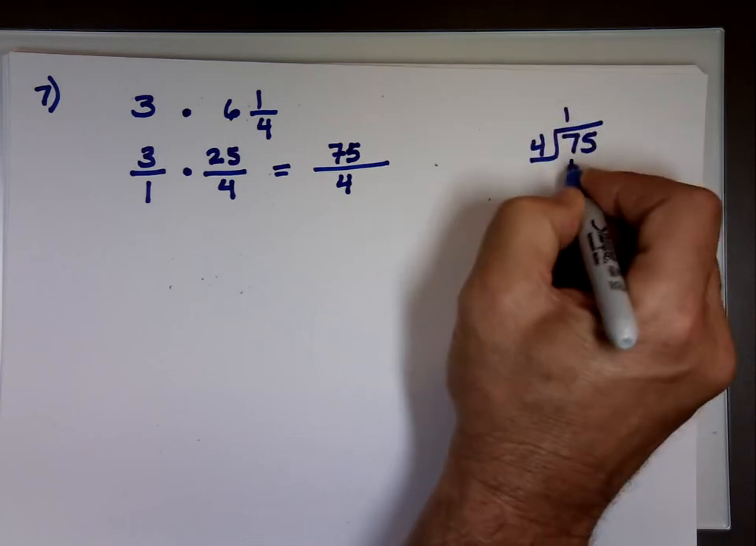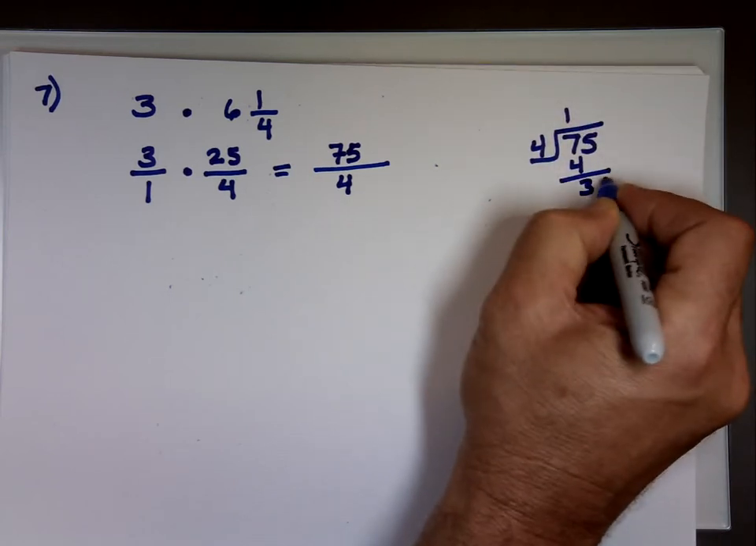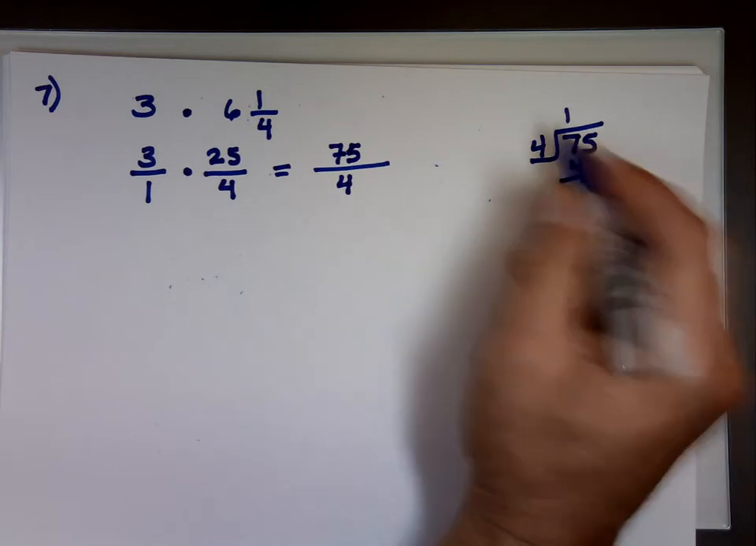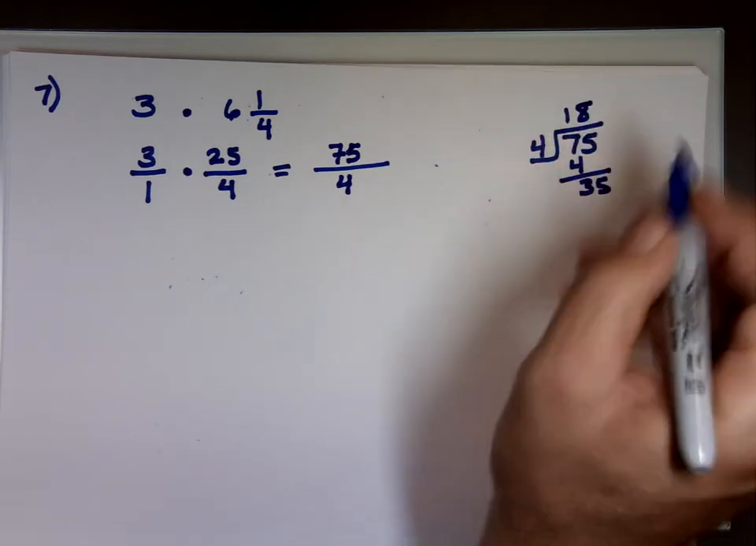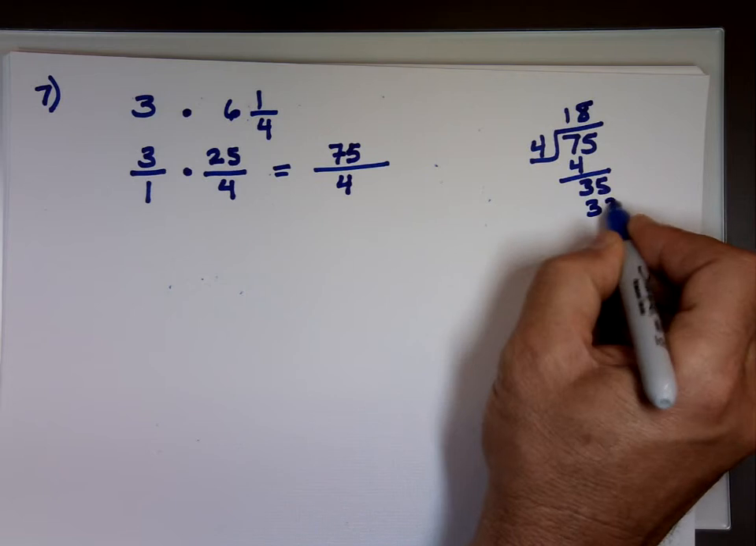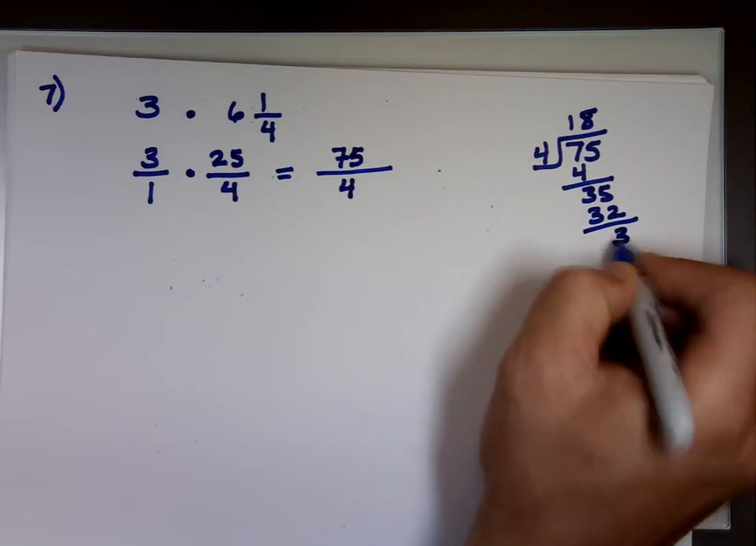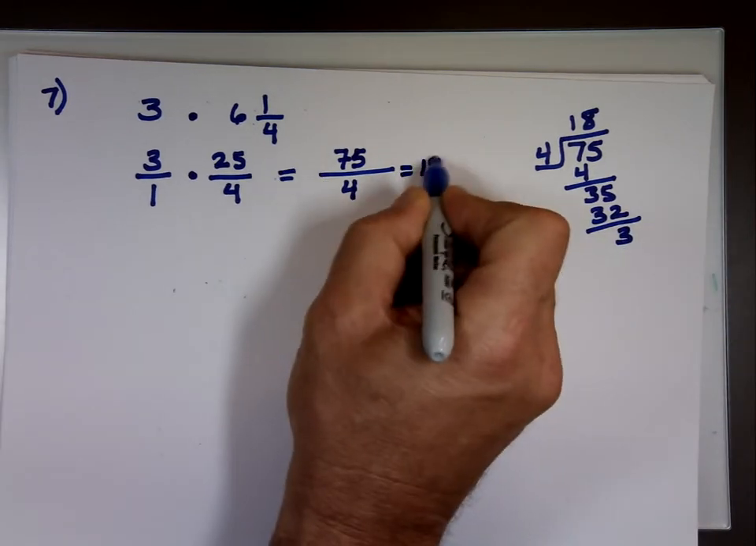1 times 4 is 4. 75 divided by 4 is what? 18. 18 times 4? 72. What's the remainder? 3. So it's 18 and 3 over 4.